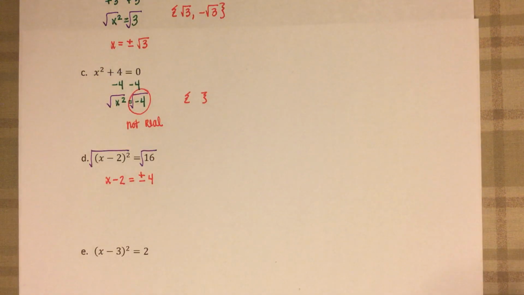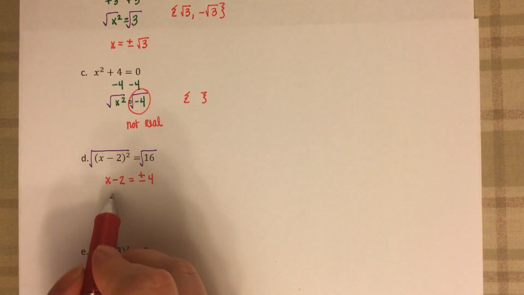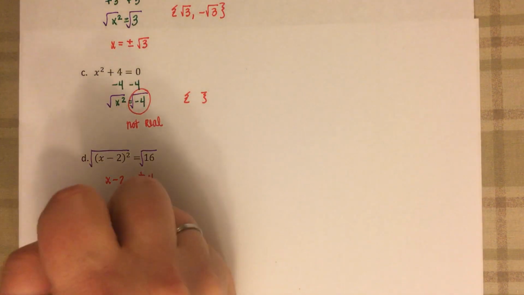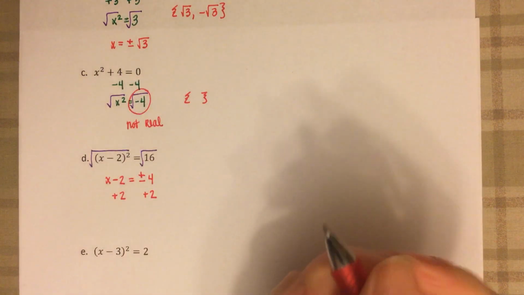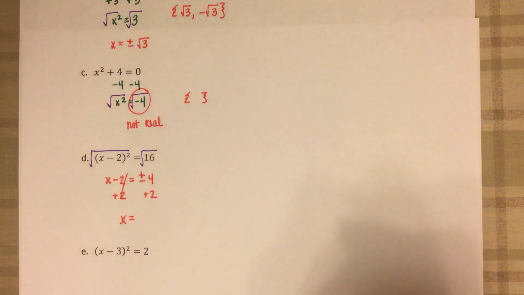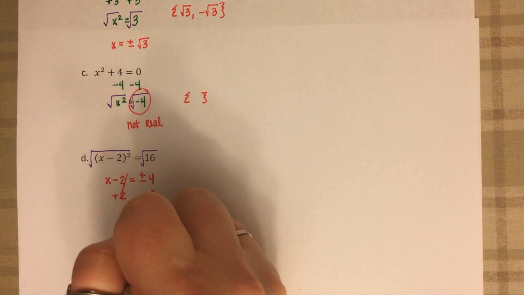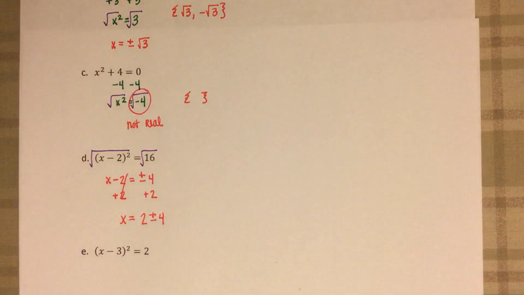Right? That plus or minus, that positive or negative is important. Right, now we want to get x all by itself. So in order to get x all by itself, we want to move that 2 to the other side. So we're going to add 2 to both sides of our equation. So then on the left side we have x. On the right side we have 2 plus or minus 4.